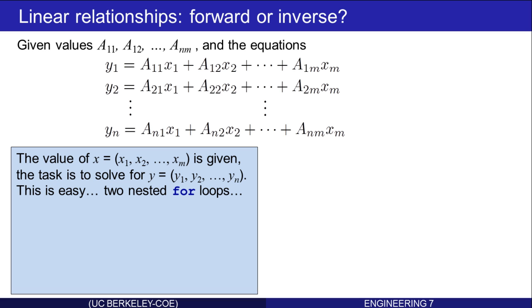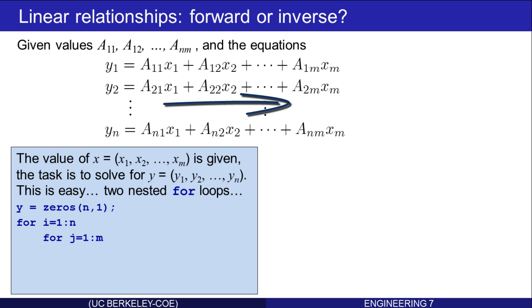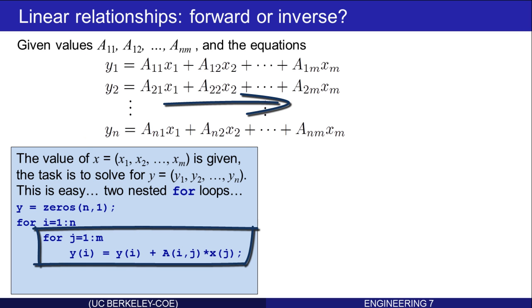Even in this general case, it would just be two nested for loops in MATLAB. Allocate y to be a zeros vector of the appropriate dimension, and then loop over that. Each component of y is a summation of m terms, and that can be implemented with a for loop, just accumulating the sum, and then two ends.